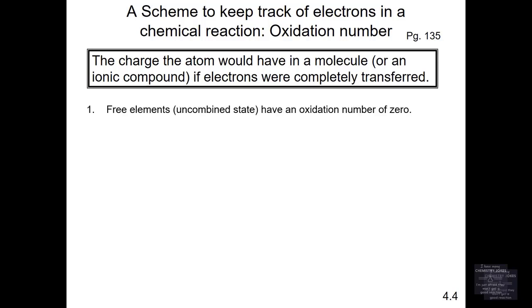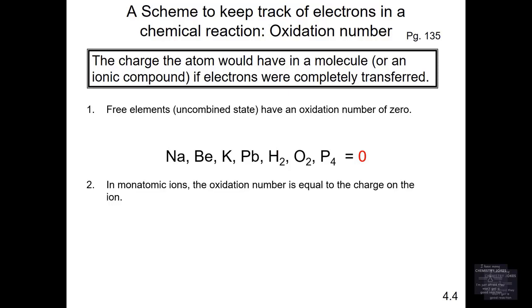So rule number 1 of oxidation numbers: free elements in their uncombined state have an oxidation number of 0. Some examples of that are sodium metal, potassium metal, lead metal, but all of these diatomic elements also have an oxidation number of 0. Next, in monatomic ions, the oxidation number is equal to the charge. This is the one we've seen a lot with our oxidations so far. Lithium has a +1 charge, so its oxidation number is +1. This iron has a +3 charge, so it's a +3 oxidation number.